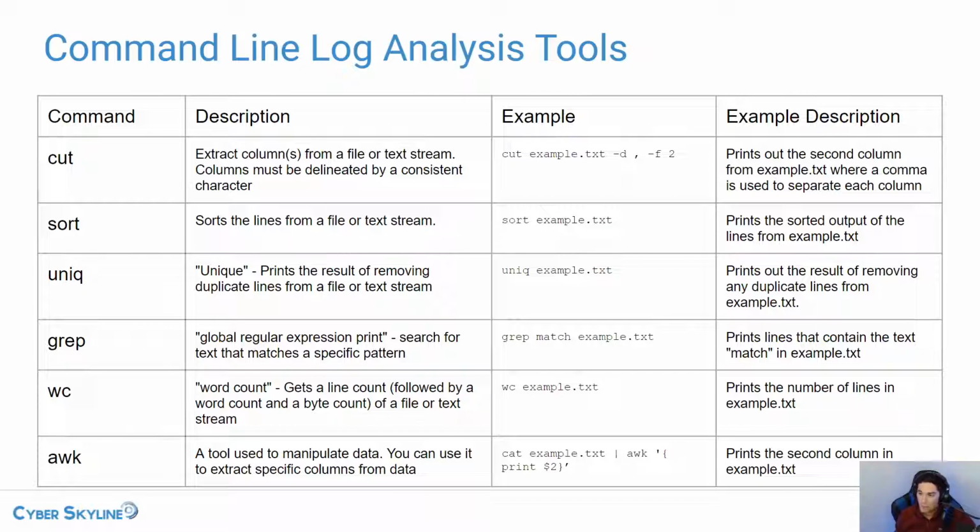WC is word count. It will tell you how many lines of text are in a file or some data stream. It will tell you as well, not just the lines, but how many characters, how many words. It's a very useful tool. And then there's awk. Awk doesn't have a great translation. I think it's just the initials of the authors who created the tool, but it is a useful tool for manipulating data. I have an example here where we're printing out a specific column, and in this case, we're printing out column number 2. There are a lot of different cool things you can do with awk.